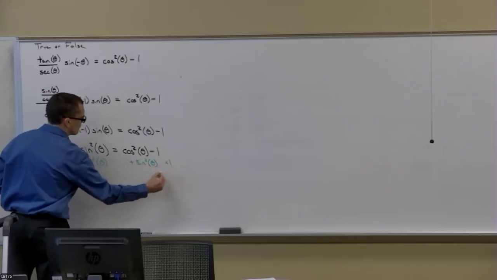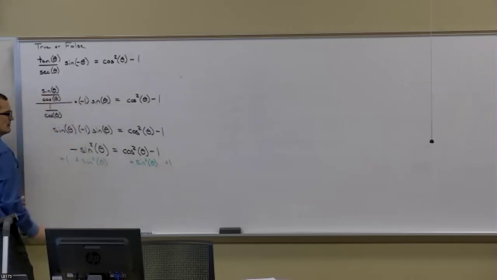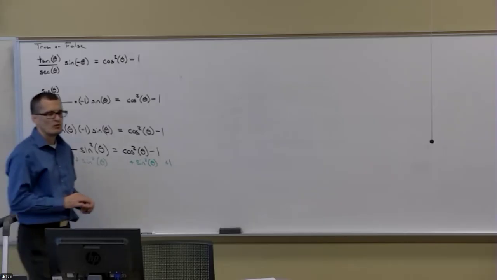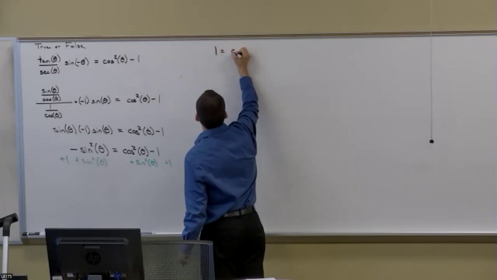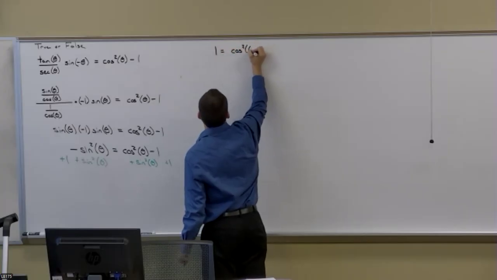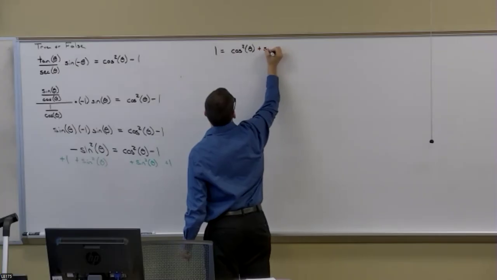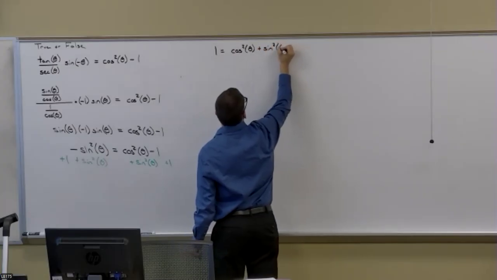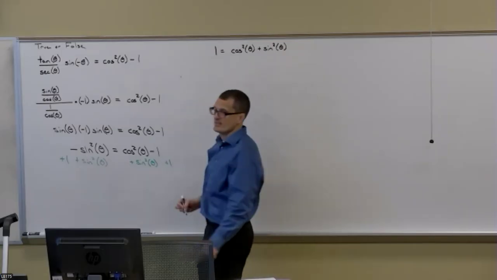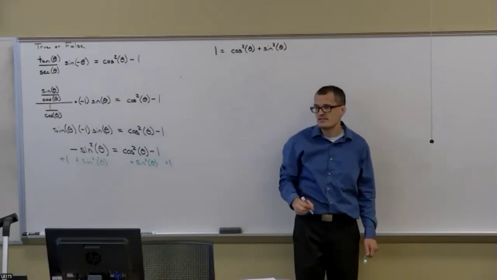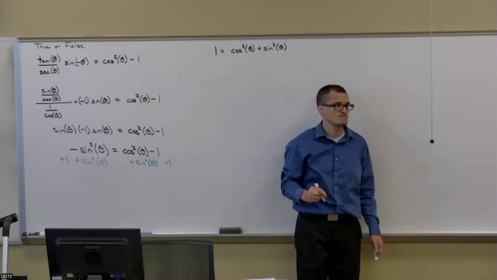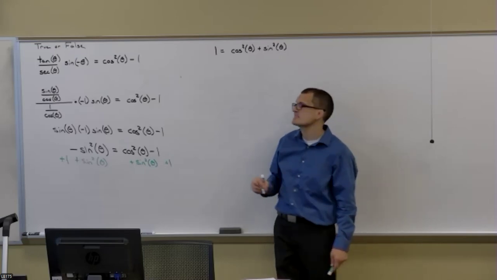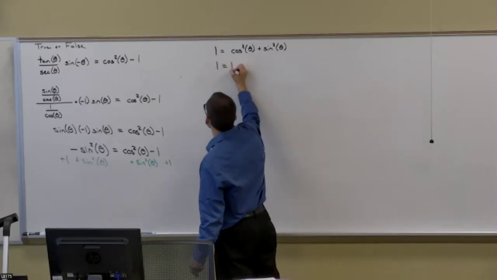And then I'll probably add 1 to both sides as well. When I do that, I get 1 is equal to cosine squared theta plus sine squared theta. That's true, right? That is our Pythagorean identity, our first one. So that's like saying 1 is equal to 1, that's true.